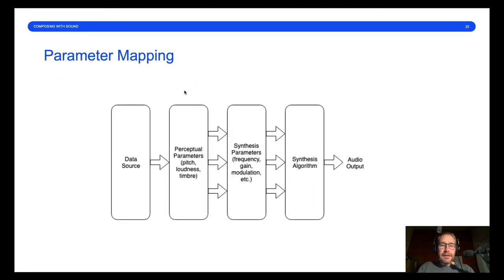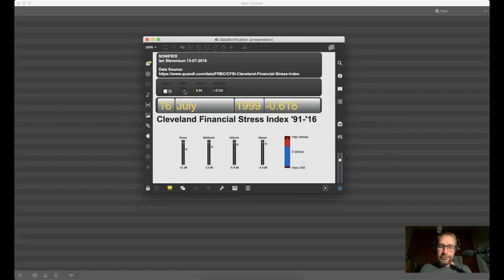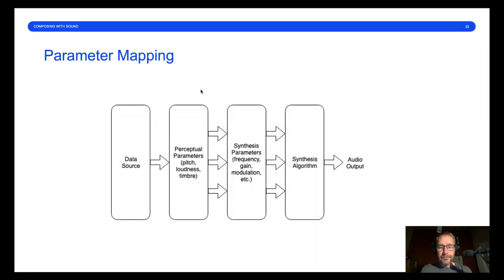So one key aspect of the design of systems of this kind is what we call parameter mapping, or just generally mapping. So we have a data source, and we can think about how we map that onto aspects or parameters within the synthesis algorithm that we're using. So in that patch, we've got a sort of FM drone and these little percussive synthesizer sounds, and you would have heard that generally the index is linked to pitch, and I use the rate or the tempo as something that I could manually control.